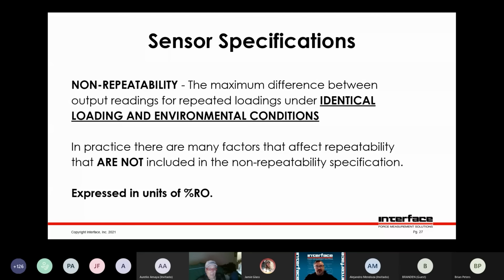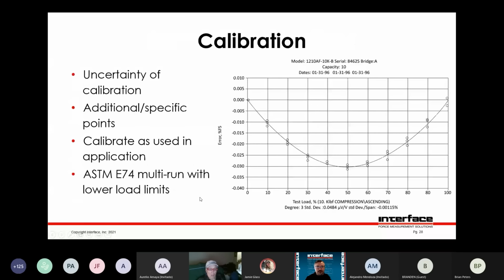Non-repeatability is an interesting specification. It's defined as a maximum difference between output readings under repeated loadings, under identical loading and environmental conditions. And that's very important because in practice, it's actually quite difficult to achieve exactly identical conditions. So the non-repeatability effects can be quite good in a load cell or in the system, but it's really assuming everything is exactly identical every time you load it. And that's usually not the case. So a lot of times there can be significantly more errors than you might expect than just looking at the non-repeatability error. And that's a percentage of rated output, so percentage of the capacity of the load cell.